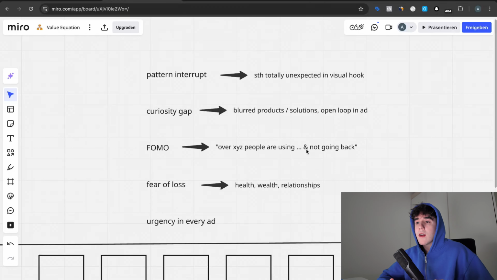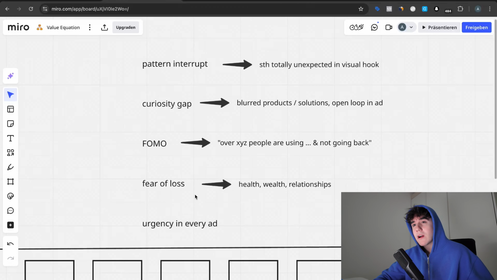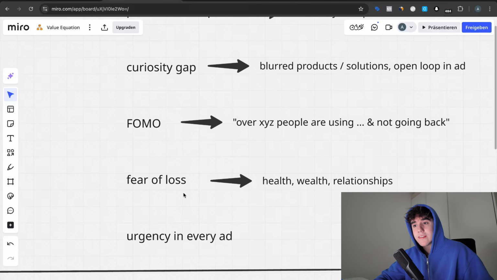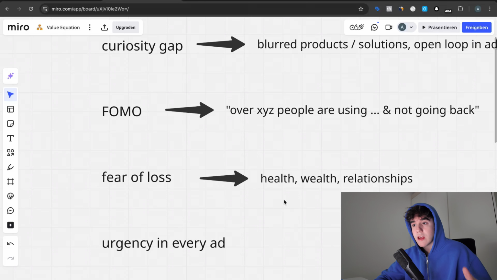That's what I'm trying to say. Now, the second thing is, and this is probably the most powerful one throughout this entire list here, the fear of loss. And specifically talking about the three human desires here, right?